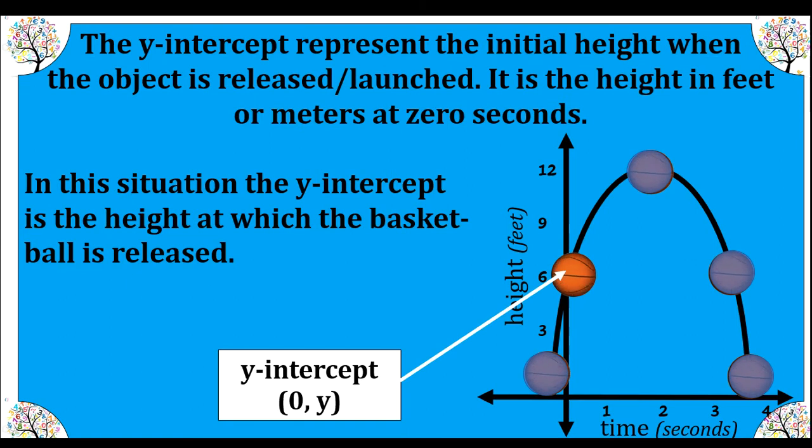Let's first talk about the y-intercept. Of course, the y-intercept is always the point that crosses the y-axis. In this case, remember, the y-axis represents height, again, either in feet or meters. So we can see here that our basketball was not launched from the ground, but it was launched 6 feet in the air. So our y-intercept in this case would be (0, 6).